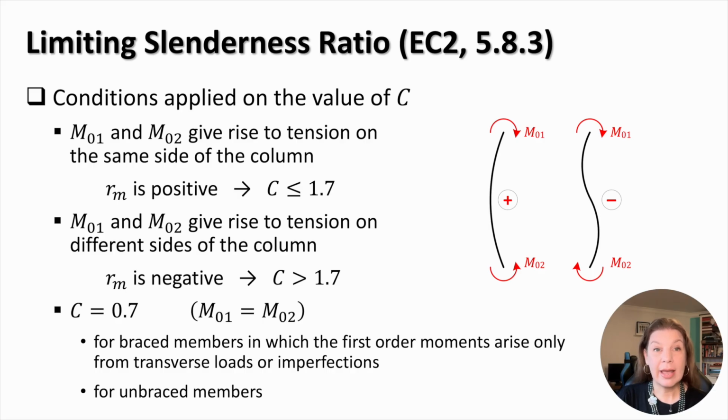The value of Rm is taken as negative when the end moments act in the same direction, giving rise to tension on different sides of the column. In this case, the parameter C is larger than 1.7. The parameter C can be taken as 0.7 for braced members in which the first order moments arise only from transverse loads or imperfections, and 0.7 is for unbraced members.